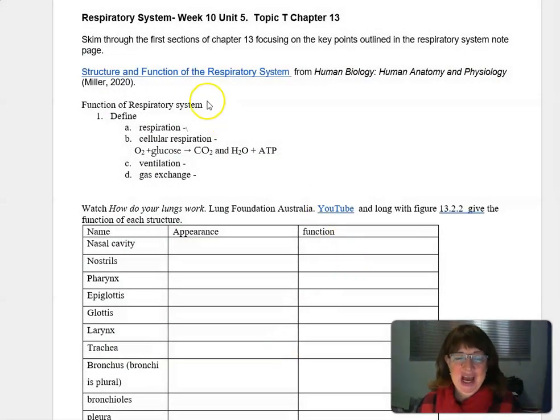Let's look at the topic of respiration. I'm working from the note sheet, and we're in chapter 13 now. So when we look at the function of the respiratory system, there are a few vocabulary terms I want to start with. Respiration, cellular respiration, ventilation, and gas exchange.